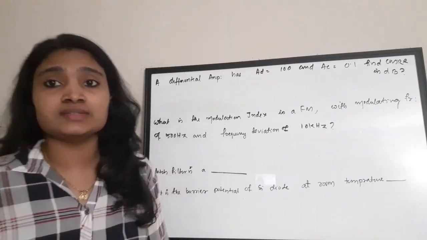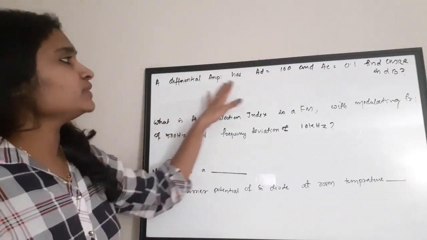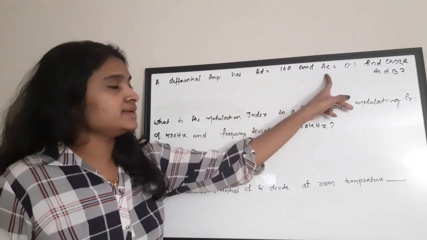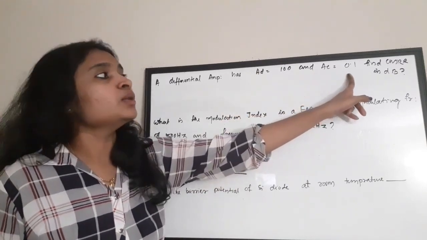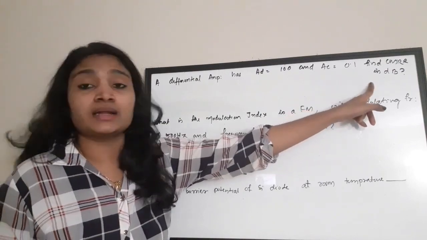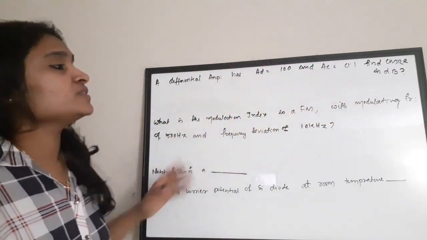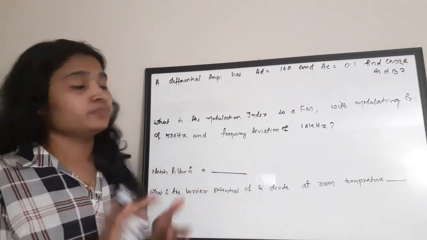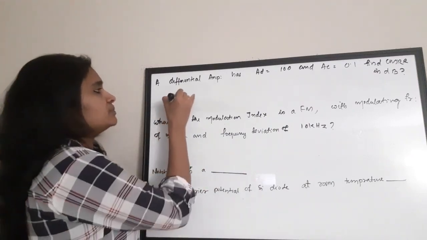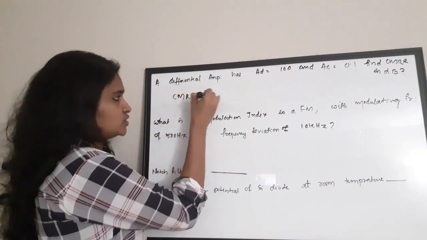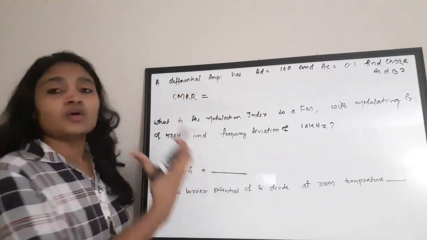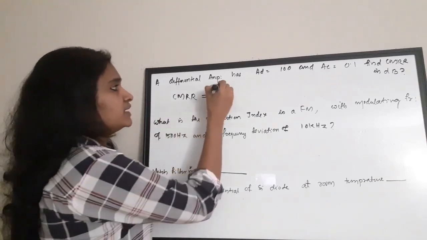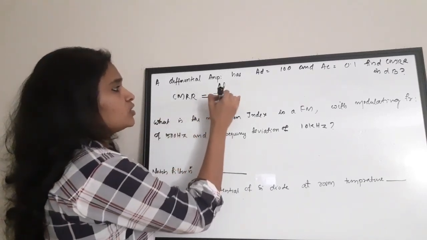The next set of questions is this. A differential amplifier has AD, which is differential mode gain, of 100, and AC, common mode gain, of 0.1. Find CMRR in dB. Okay. So first we will find what is the CMRR value as a ratio. Then we will convert that to dB. So what is CMRR? CMRR is common mode rejection ratio. That is the ability of the op-amp or a differential amplifier to reject common mode signals. And it is given by differential mode gain by common mode gain.